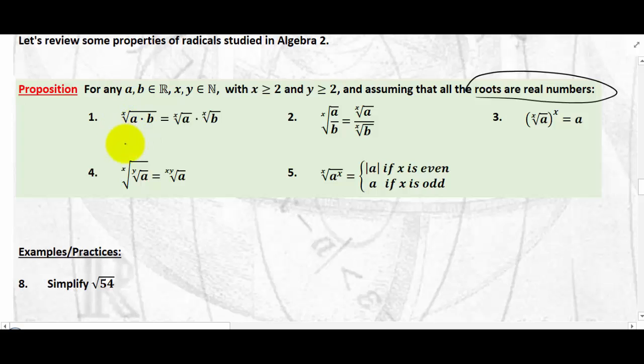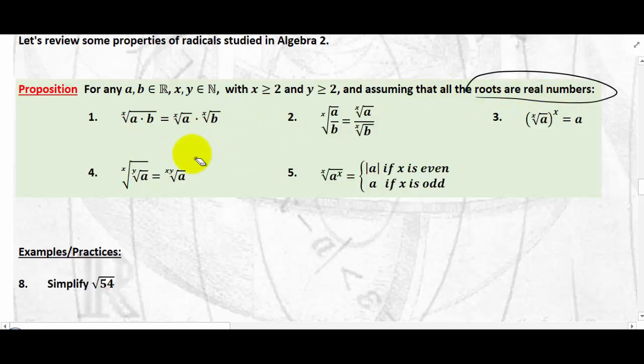Let me just go with the square root. The square root of negative 4 times negative 9 is well defined. What is negative 4 times negative 9? It's 36, and the square root of 36 is 6. But I cannot have an equality here because this is not equal to the square root of negative 4 times the square root of negative 9, because these have no meaning with real numbers. You have a complex number. So that's why I wrote here, when all the roots are real numbers.